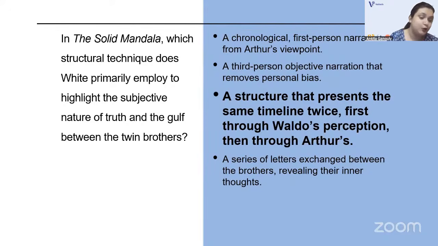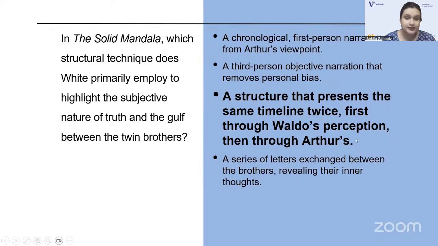In The Solid Mandala, it's a very important novel. Patrick White primarily employs the structural technique of dual, alternating, or multiple focalization. Specifically, a split perspective where the same events are narrated through both Waldo's and Arthur's viewpoints to highlight the subjective nature of truth and the deep gulf between the two brothers. How truth varies from person to person. That's what this novel is telling you. How experiences vary from one person to another. Experiences are not homogeneous, they are heterogeneous. And this is what this novel talks about. The truths vary from person to person.